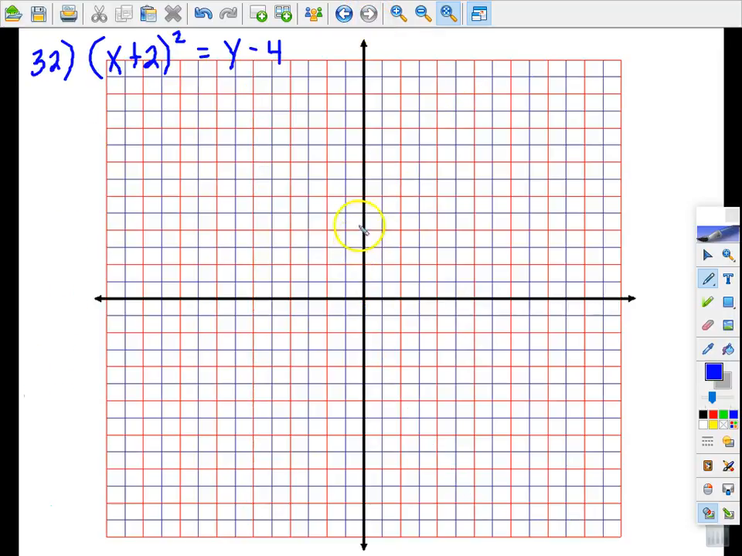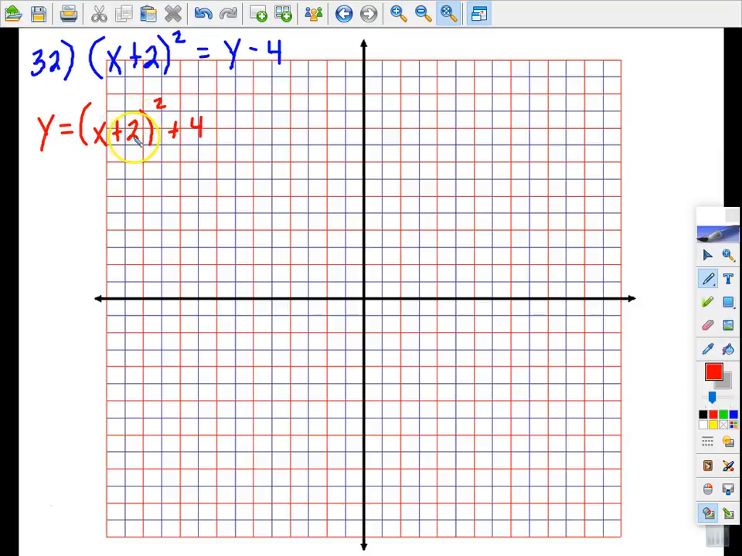And let's try one more. This is the last one on your homework. And I gave you a note in your notes today in class that if the equation isn't solved for one of the variables, you need to do that first. In this case, we need to solve for y before we do anything else. That's pretty easy. We need to add 4 to both sides.